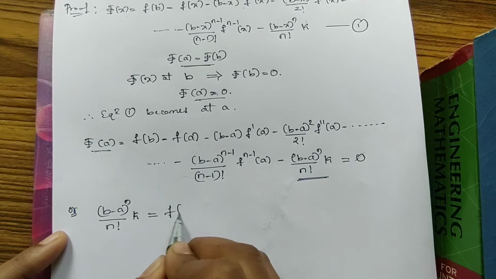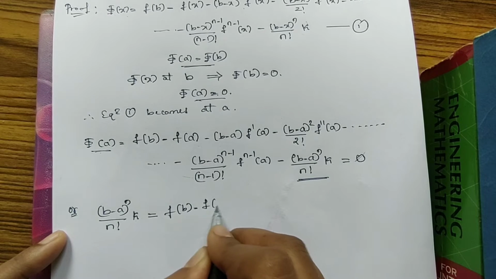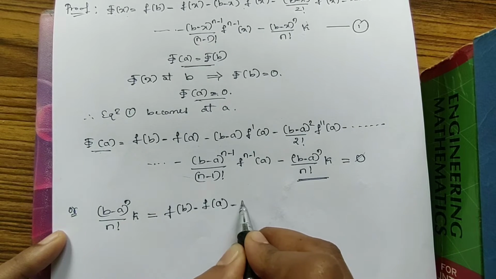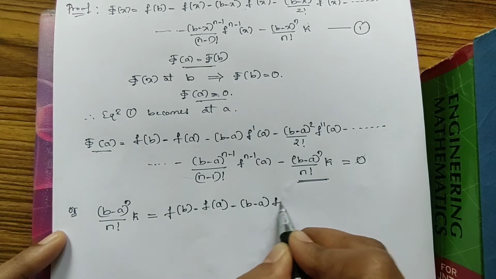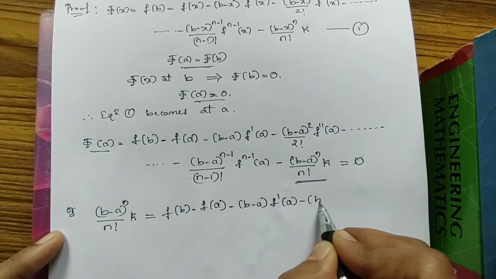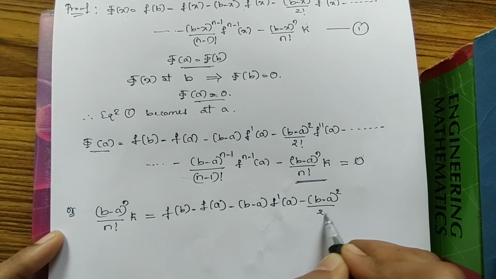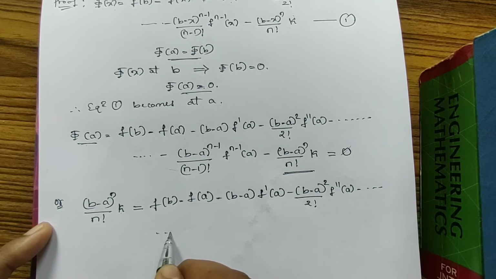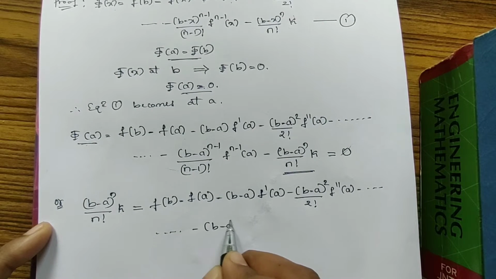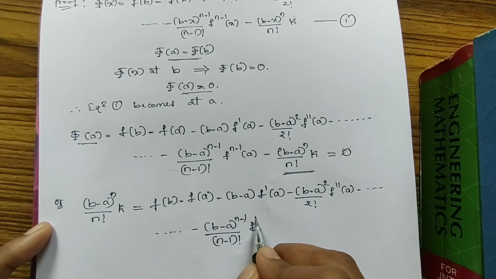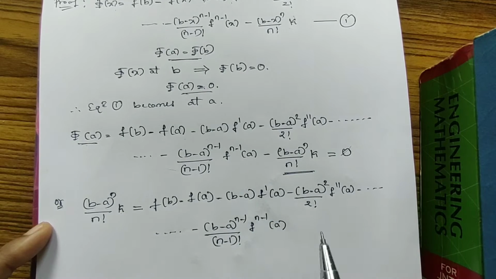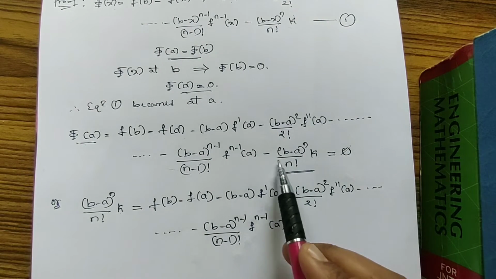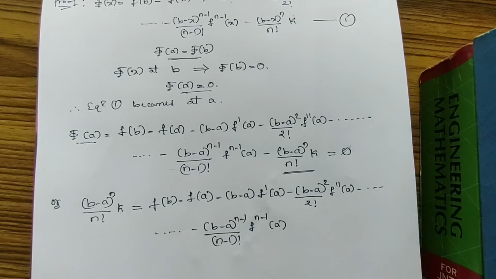That is f of b minus f of a minus b minus a into f dash of a minus b minus a whole square by 2 factorial into f double dash of a minus and so on, b minus a to the power n minus 1 divided by n minus 1 factorial into f power n minus 1 of a. The whole expansion we are going to write as it is. We are just taking the negative sign to the right side, so this is going to be positive.